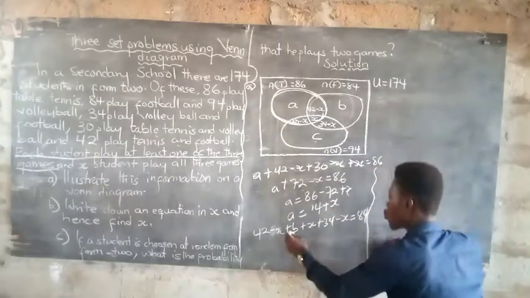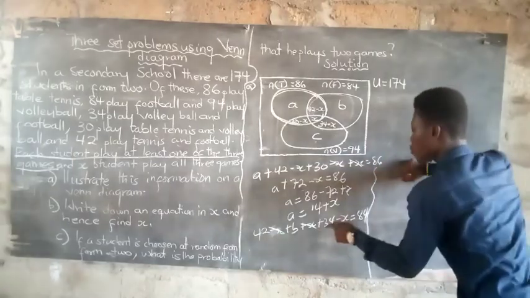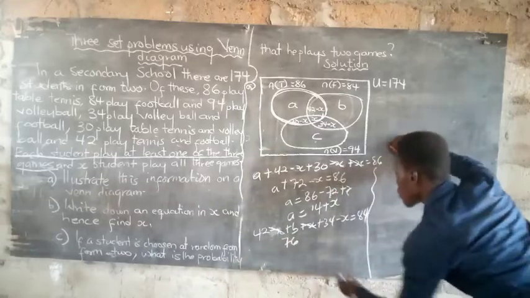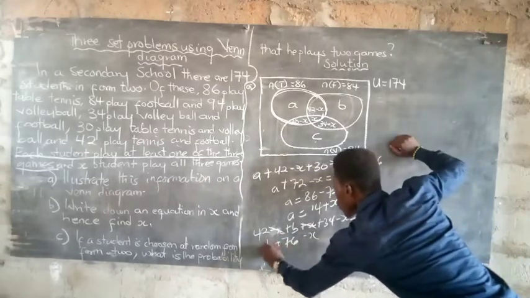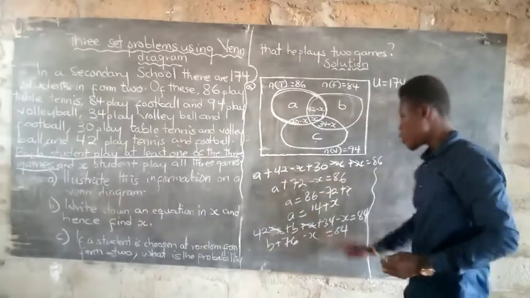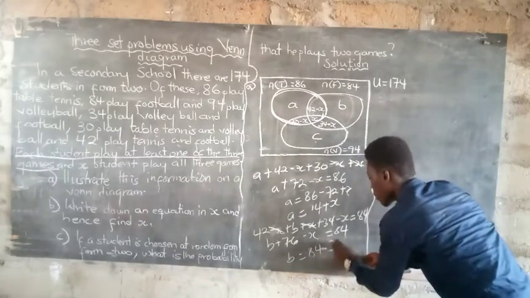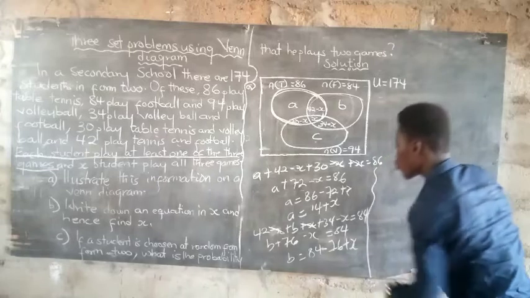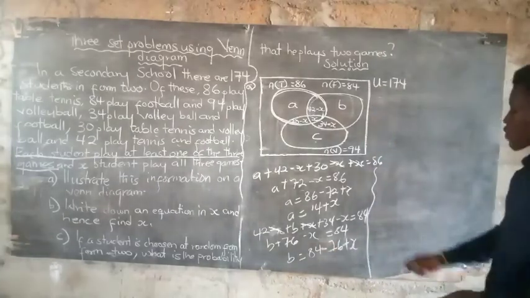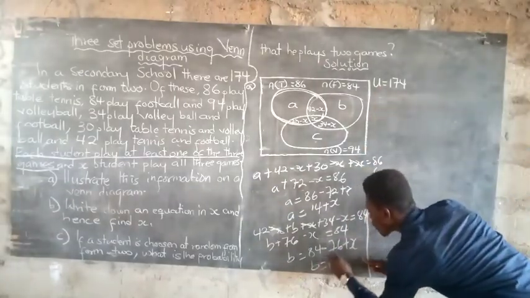Okay. So x will cancel x. 42 plus 34 will give us 76. So 76 minus x. So b plus 76 minus x, the whole thing is equal to 84. So we take the rest there. So b will be equal to 84 minus 76 plus x, since x will cross to be negative. So 84 minus 76 gives us 8. So b will be equal to 8 plus x.